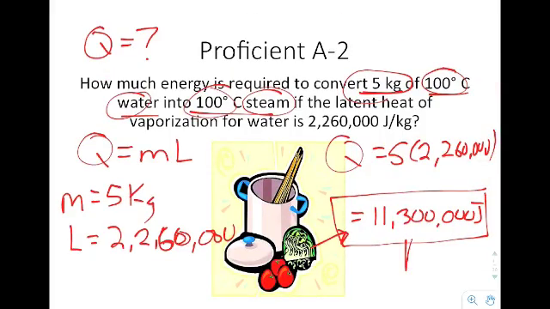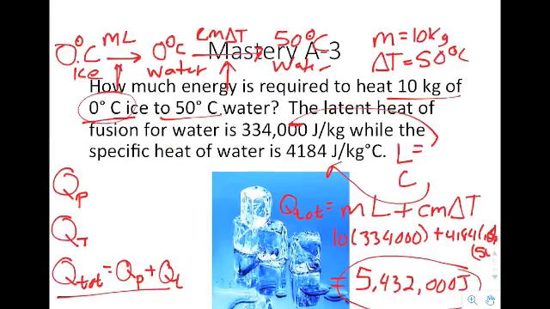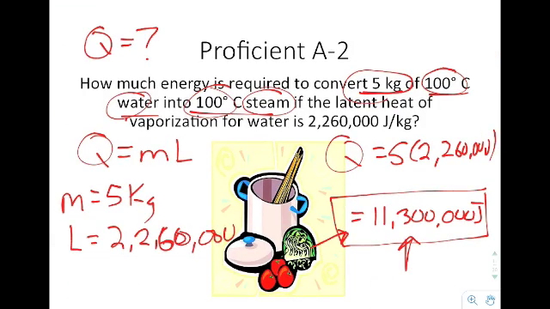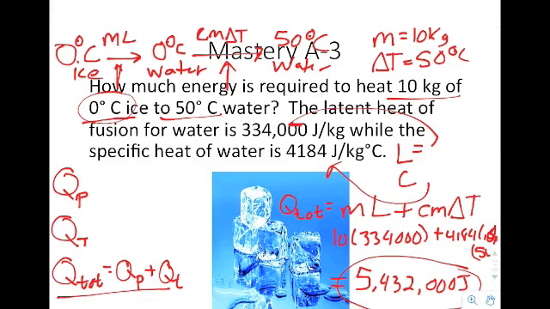This was 11 million joules. So it takes over twice the amount of energy just to change from a liquid to a gas as it does to go from a solid to a liquid and raise the temperature 50 degrees. You can raise it from 0 degrees Celsius ice all the way to 100 degree water, and it would still take less energy than it would to just change the phase from water to steam. That's a big jump right there.